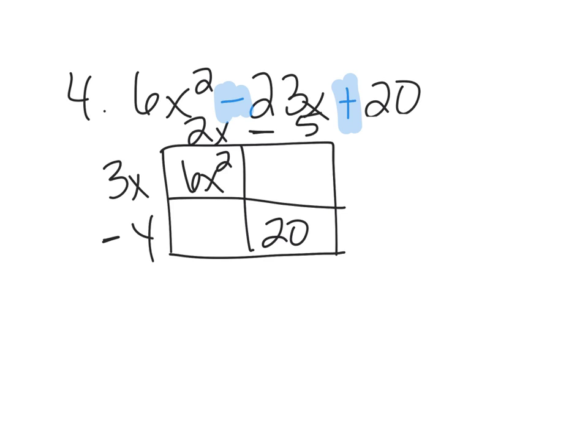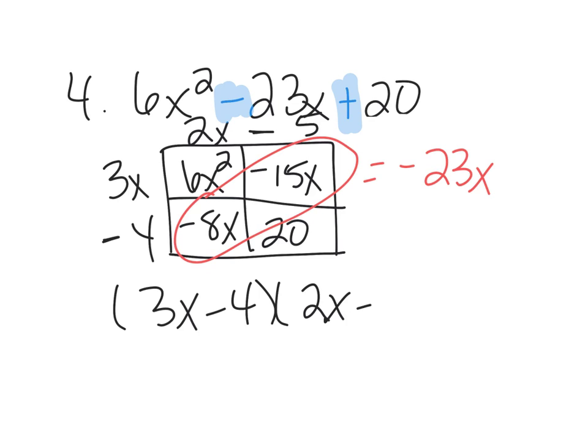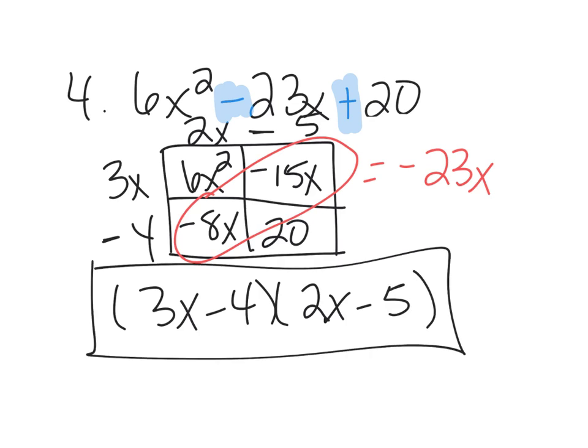Let's just write them down and see what we got. So 3x times -5 is -15x, and -4 times 2x is -8x. Oh yay, it worked the first time. That does give me -23x. Sometimes you get lucky and it works the first time and you're done. And sometimes you didn't pick the right factors, so you end up having to do a couple of tries. But that's okay. That makes it more fun.